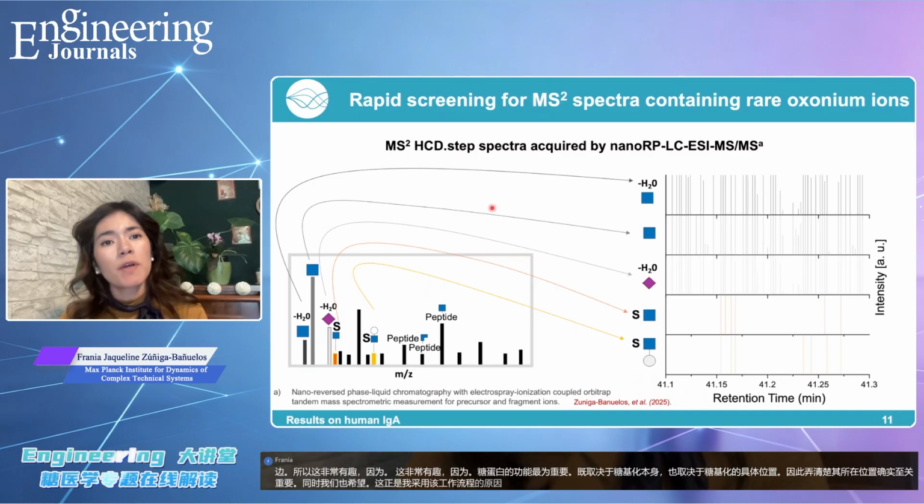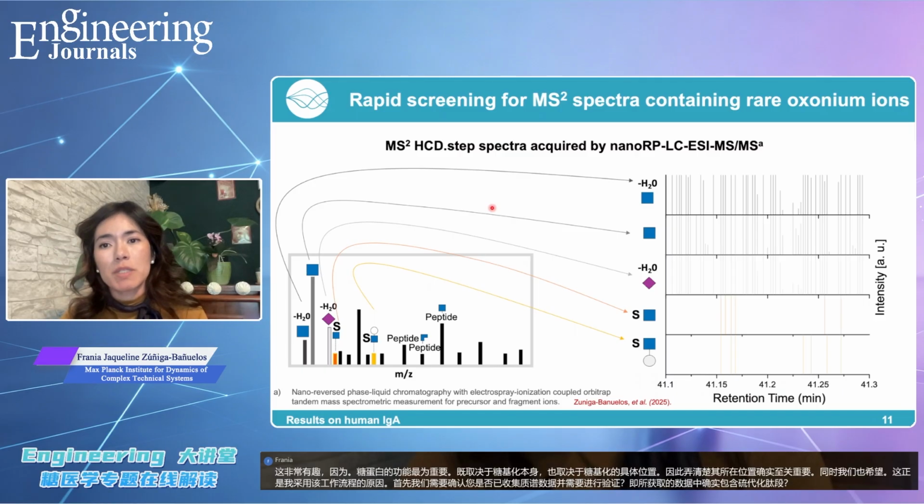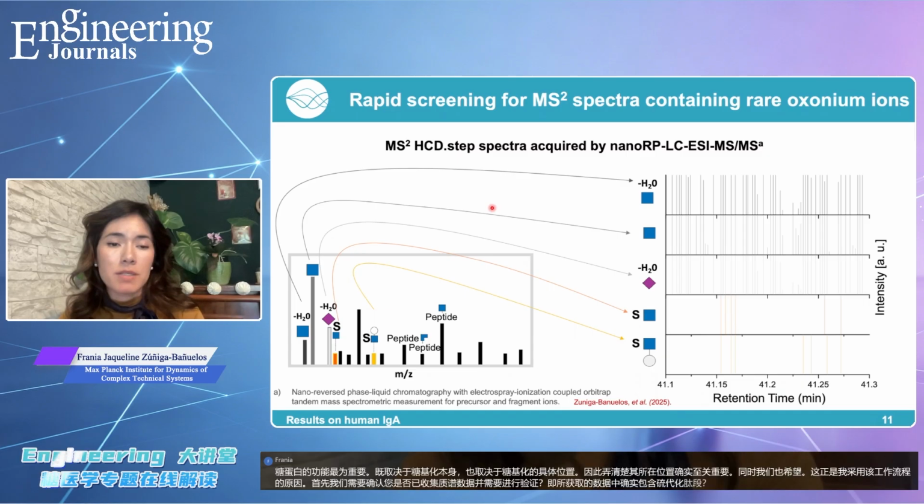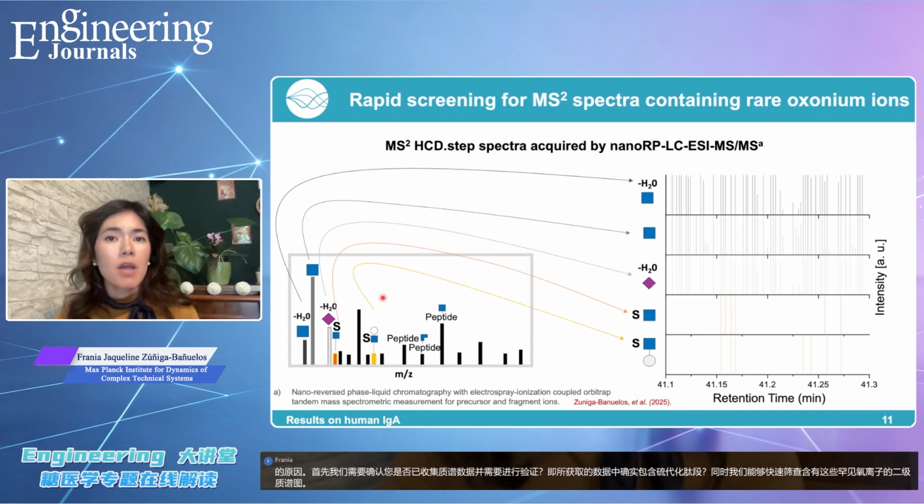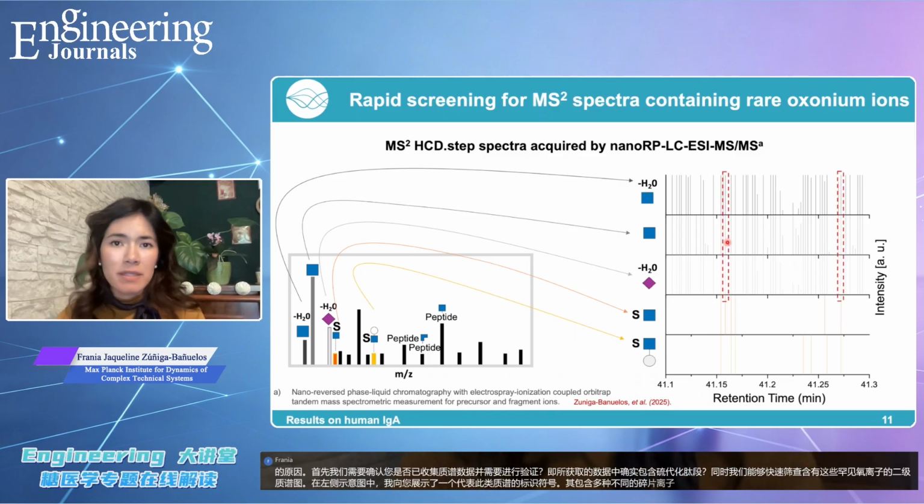So first of all, if you collected mass spectrometry data, you want to confirm that you also collected sulfated glycopeptides, and we can rapidly screen for MS2 spectra containing these rare oxonium ions. And in this scheme on the left, I show you a symbol of a spectrum that has different fragment ions in gray, typically from glycan building blocks.